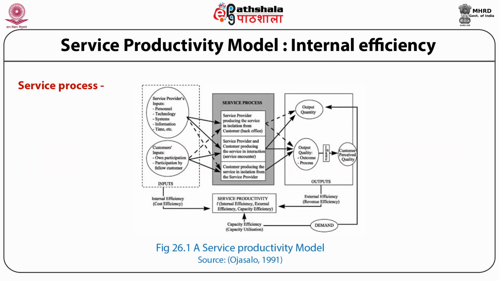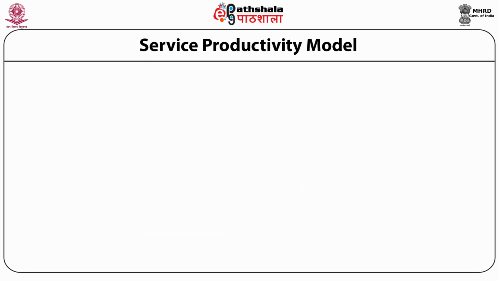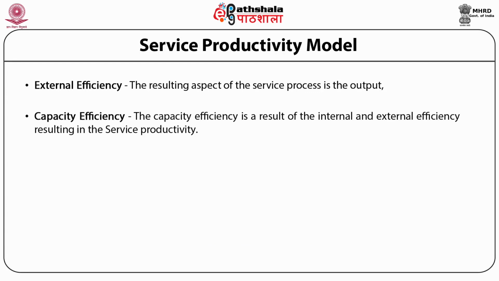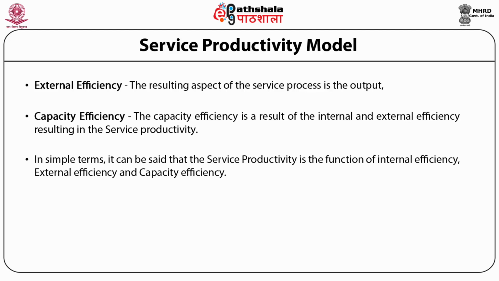In this figure, it is important to note that the service provider's inputs, that is, technology, personnel, time, information, and systems, directly affect the back office and service encounter along with the service process, as is shown in the bold arrows. The next relates to external efficiency, which is the aspect of the service process in terms of its output. And the last is the capacity efficiency. It is the result of the internal and external efficiency resulting in the service productivity. In simple terms, it can be said that service productivity is the function of internal efficiency, external efficiency, and capacity efficiency.